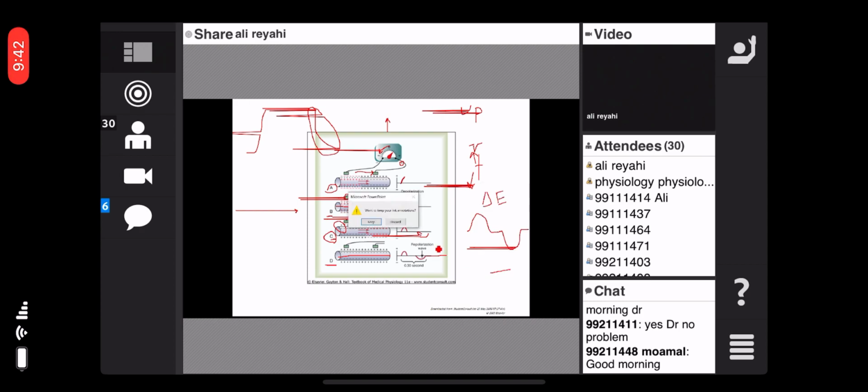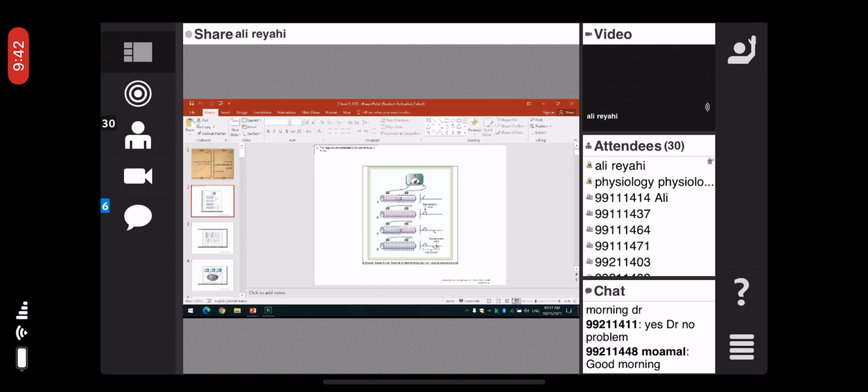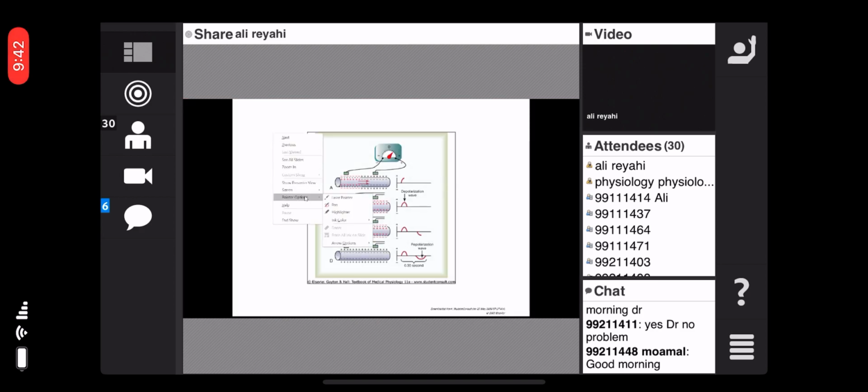So in this shape we learn different points. First, we learn that electrical current has a direction from negative toward positive poles. 2.